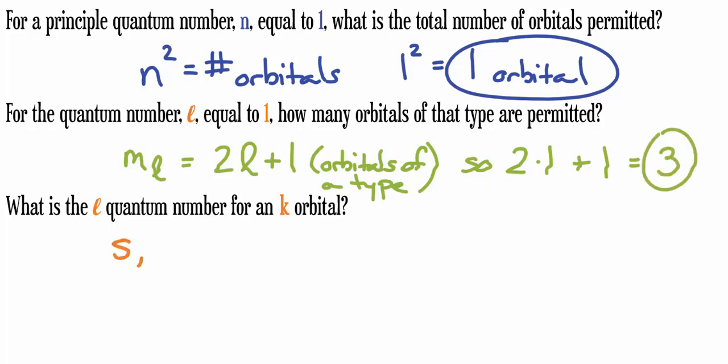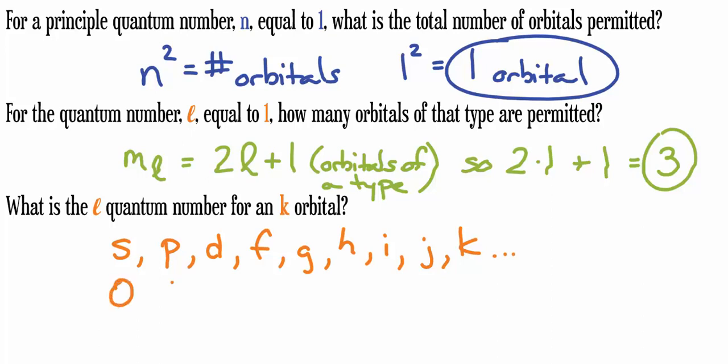What is the L quantum number for a k orbital? All right, S was equal to 0, P to 1, D to 2, F to 3, and then we would continue with G to 4, H to 5, I to 6, J to 7, and K to 8. So we're looking for a quantum number of 8 for our L value if we're looking for a k orbital.